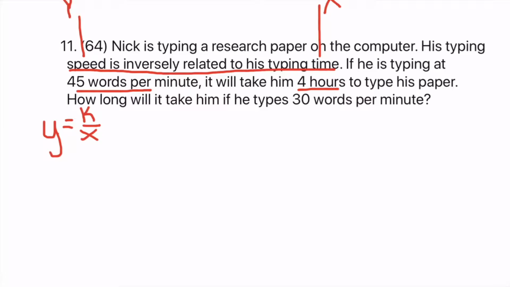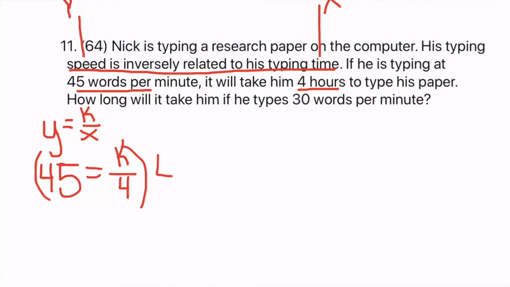So we can plug those in and solve for k first. So speed is 45, so I'm plugging that into my y, equals k over 4. And in order to get k by itself, I multiply both sides by 4. So those cancel, and I'm left with k equals 180.